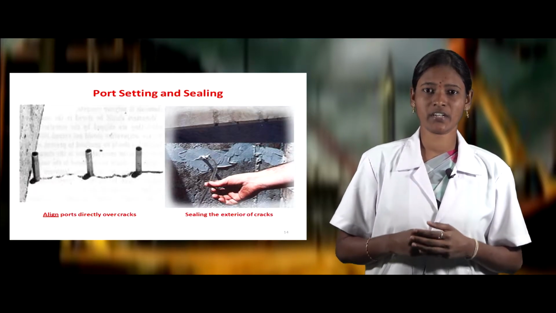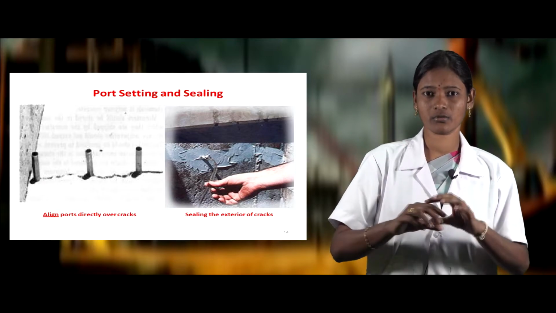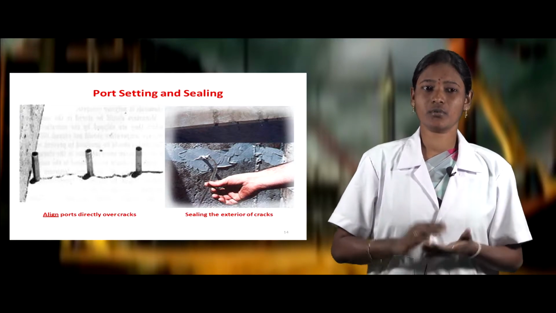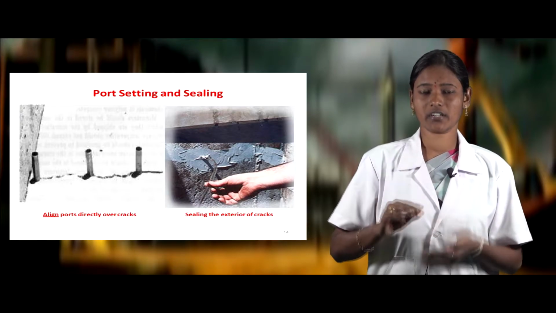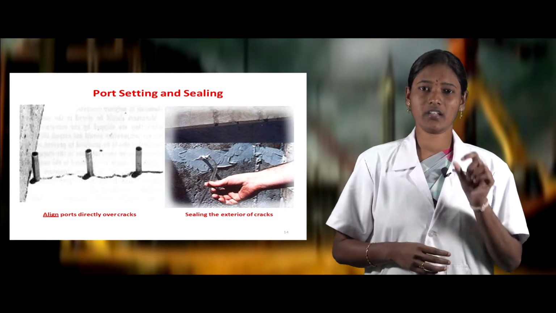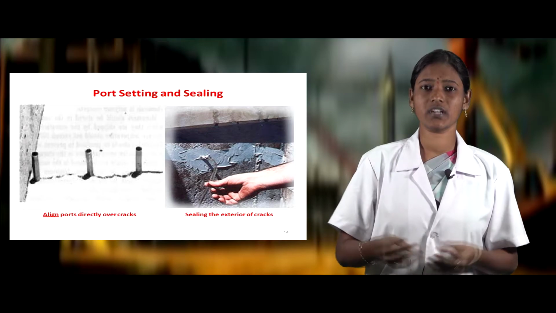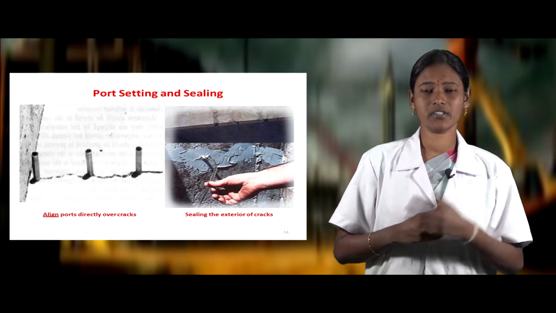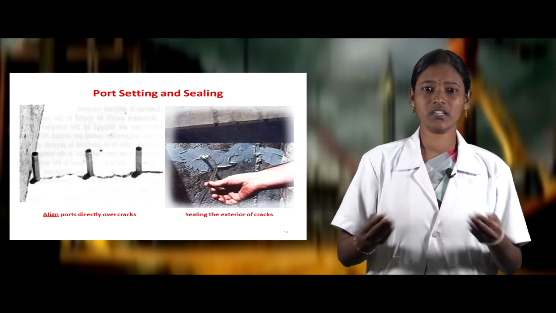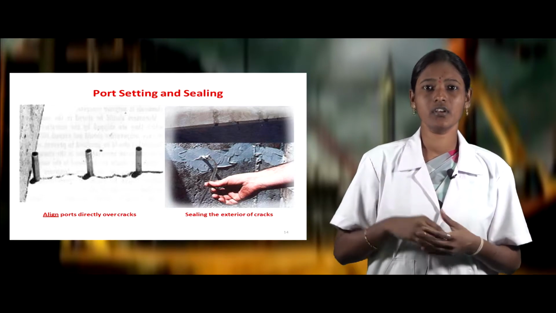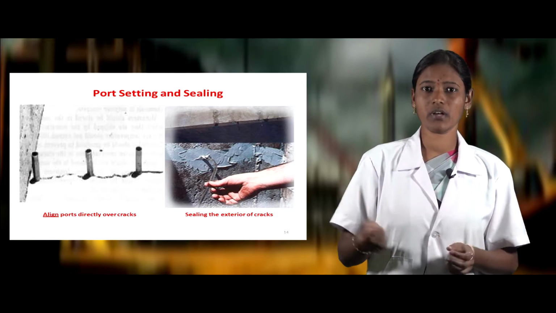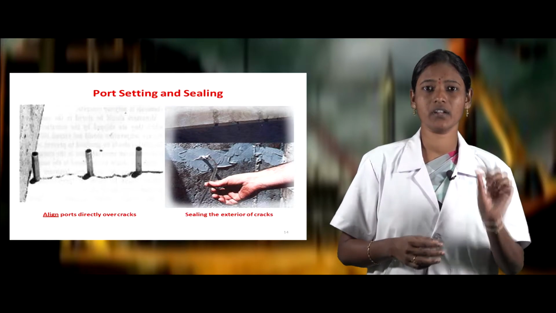The port setting and sealing is carried out by installing the port along the surface of the concrete, kept perpendicular to the concrete crack. So align ports perpendicular or directly over the cracks. These ports should be kept at a predefined spacing, and these ports allow the resin to flow inside and fill the cracks. This first image represents the port setting. The second image represents the sealing of the exterior surface using the epoxy resin. This fills the voids, and the port should be removed. After that, the resin should also be applied in that port space.